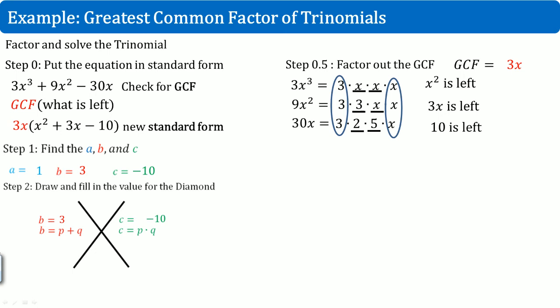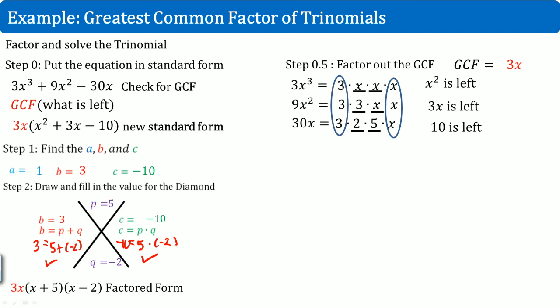We ask ourselves, what are the two numbers that multiply to make negative 10 that add to 3? Okay. I think the numbers 2 and 5 work here. So we have the number 5 times negative 2. That gets us negative 10, so that works. 5 plus negative 2 gets us 3, so that works. So our two factors are 5 and negative 2. In factored form, you get x plus 5 and x minus 2. But remember, you also need the GCF, which was on the outside. So it's 3x, parentheses, x plus 5, parentheses, x minus 2.